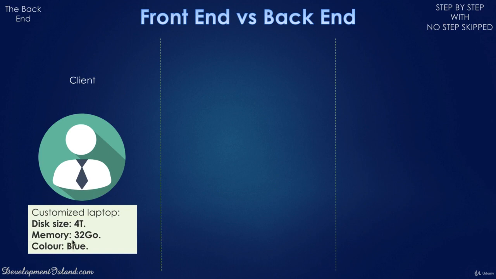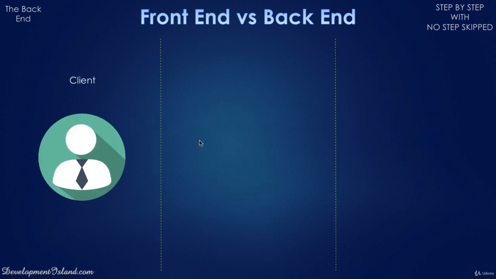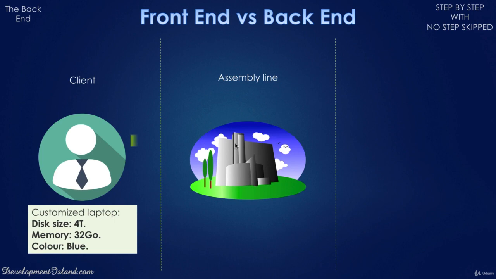So let's keep it simple for now and say that you want a customized laptop that you can't buy off the shelf. So you're not going to go to that shop to buy that laptop because you simply won't find it there. So let's say that you are going to send a request to the assembly line. And a good example of this is the company Dell, who can make customized laptops for you, depending on the specifications that you provide when placing your order.